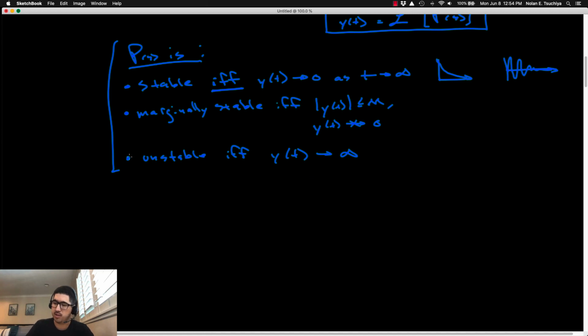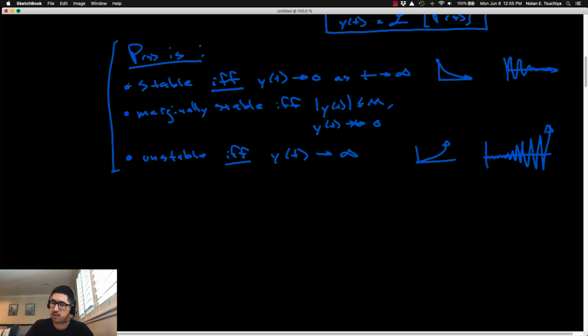I'm going to jump to unstable because that was the example that we looked at a little bit earlier. A response is considered unstable if and only if the impulse response diverges. And it doesn't matter how it diverges. It could go straight to infinity in the case of exponential growth, or we could have the scenario where we start to get an oscillation that grows in amplitude and eventually approaches infinity. So both of those are unstable responses.